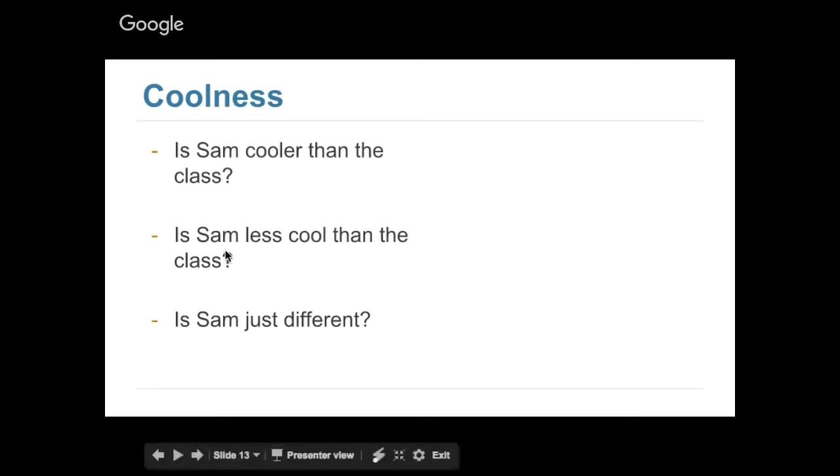If I ask this question, am I less cool than the class? I take my coolness, which was 5, and go down, right? I'm going downwards in a negative direction towards 0. If I'm asking the question, am I just different? Am I just far away from the middle? I need to go both up and down. The way we do that in this class is we subtract out the middle value and we take the absolute value. Okay? So instead of looking both up and down, I take the absolute value of everything, and then I can just look in one direction.